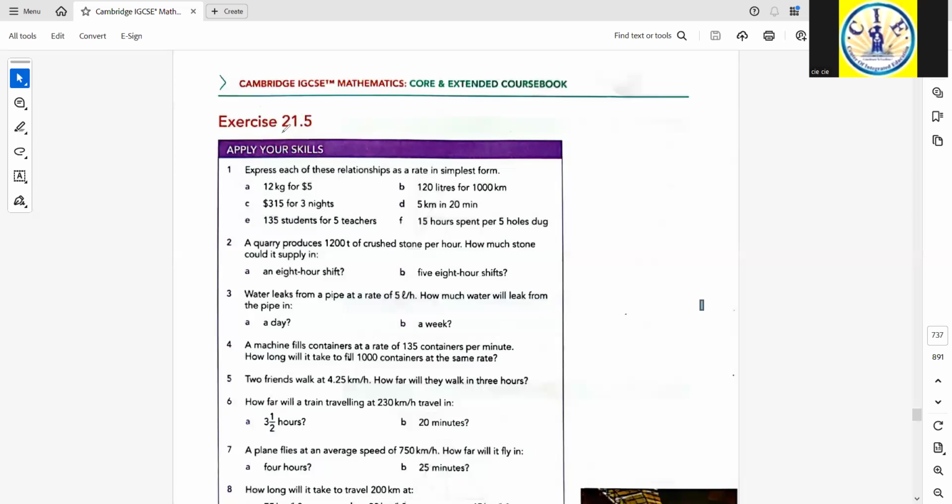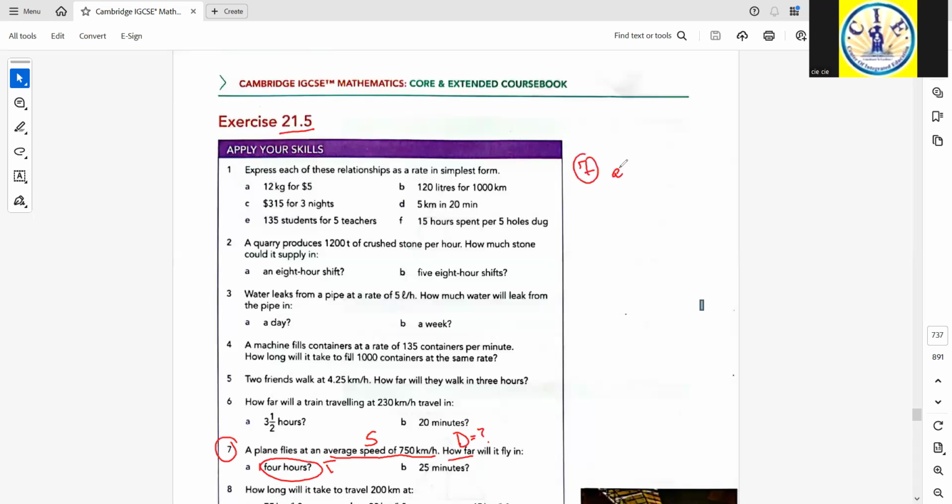Exercise 21.5, question number 7. A plane flies at an average speed of 750 kilometers per hour. How far will it fly in 4 hours? So, speed is given to us. We need to find out the distance, and we are given the time.